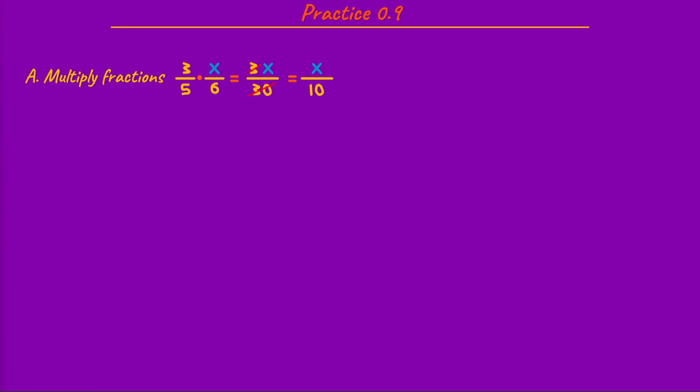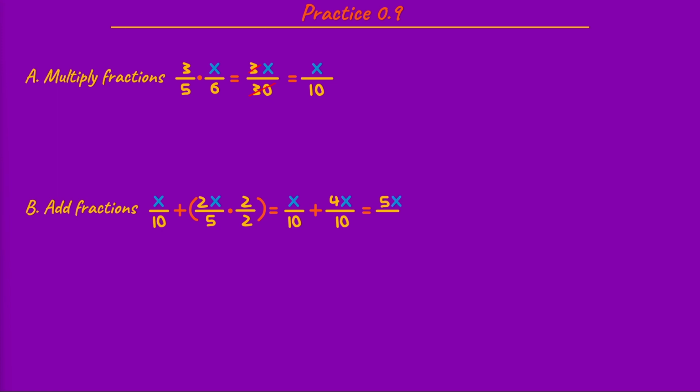Let's go to the second practice. Here you have to add two different fractions. You have x over 10 plus 2x over 5. If you want to add fractions, you must make the denominators have the same value. Here we have 5 and 10, and we can multiply the 5 by 2 to become 10. So we are going to multiply it by 2 over 2 to become x over 10 plus 4x over 10. Now we can add the numerators. It will be 5x over 10, and we can simplify it to be x over 2.